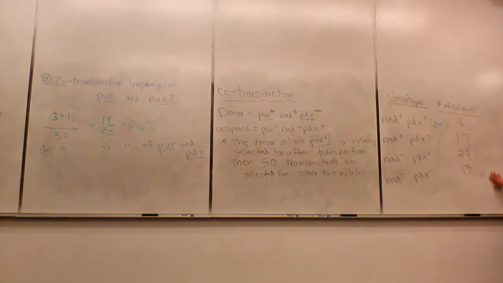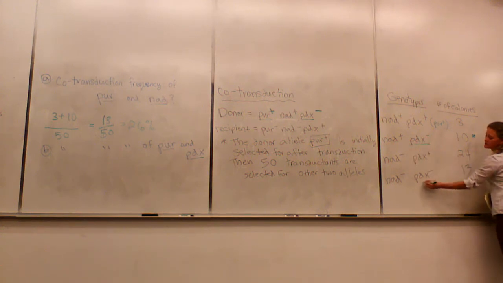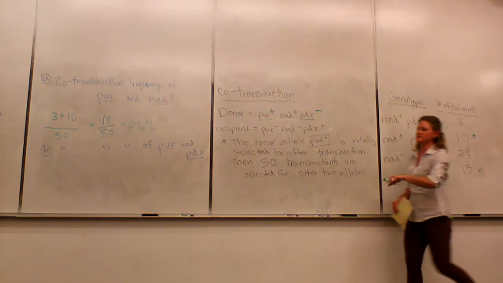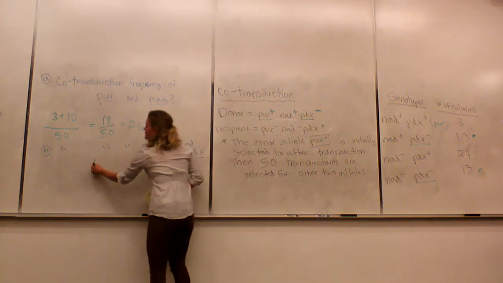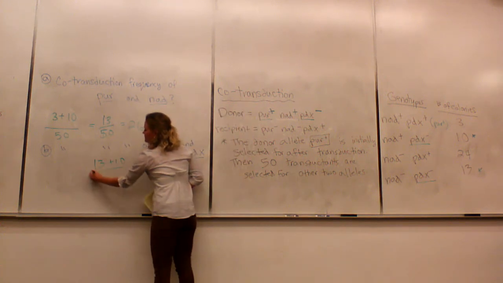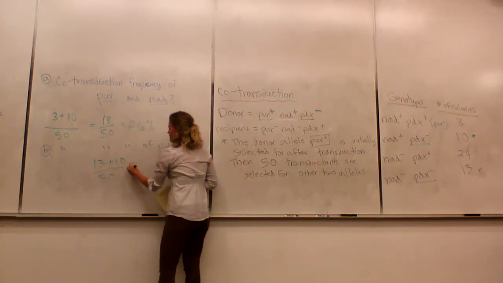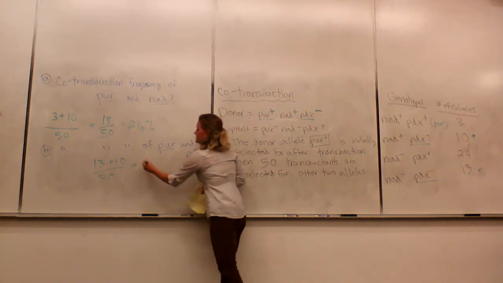Well, what numbers on here, where do we see co-transduction of pure and PDX? Yeah, so 13 and 10, right? PDX minus, they're all pure plus. So again, you add up 13 plus 10 and divide it by 15. And you get 46%.